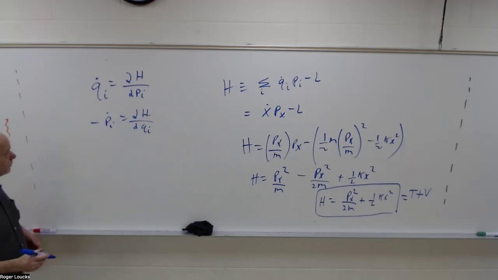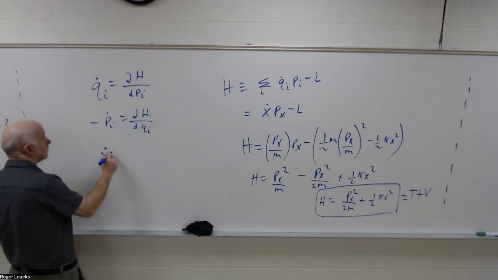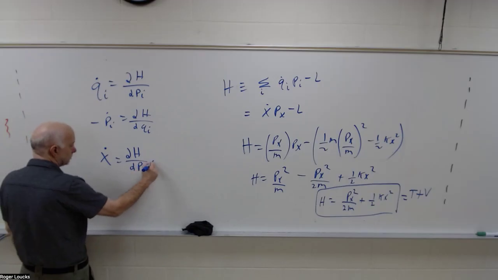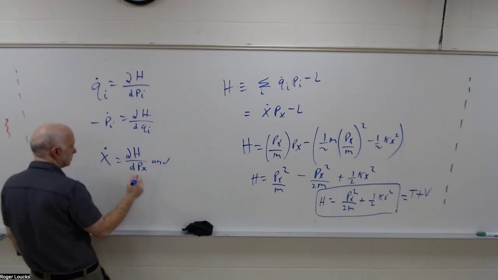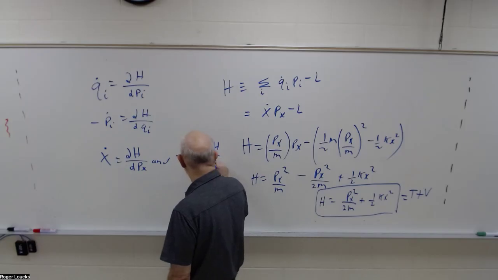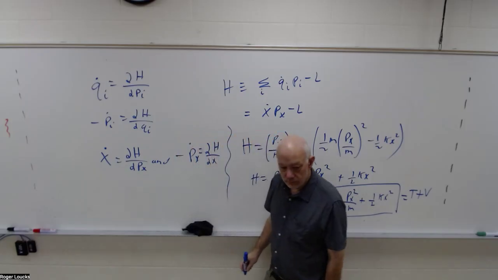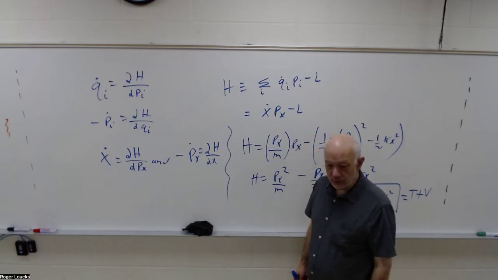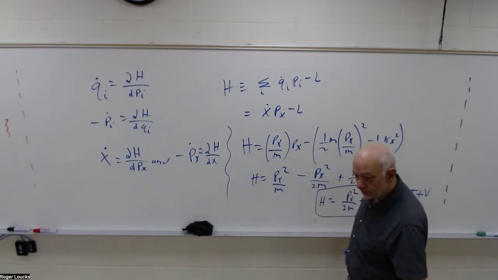So what do we have here? We're going to have x dot equals the partial of h with respect to px. And then this equation here will give us minus px dot equals the partial of h with respect to x. Okay, be prepared to be remarkably unimpressed.